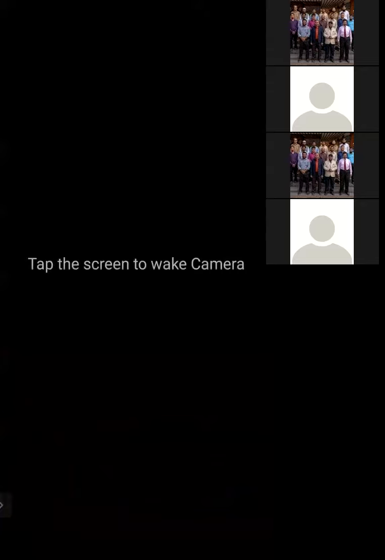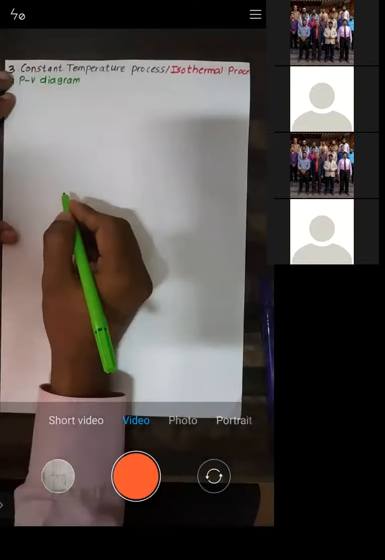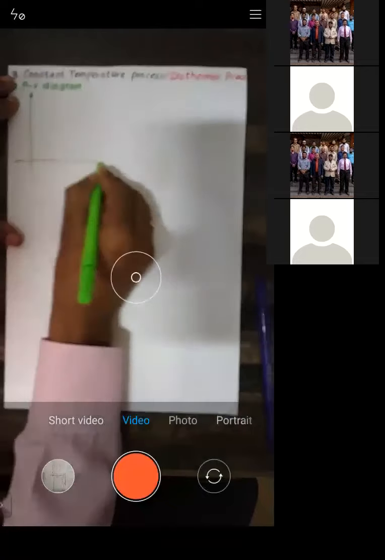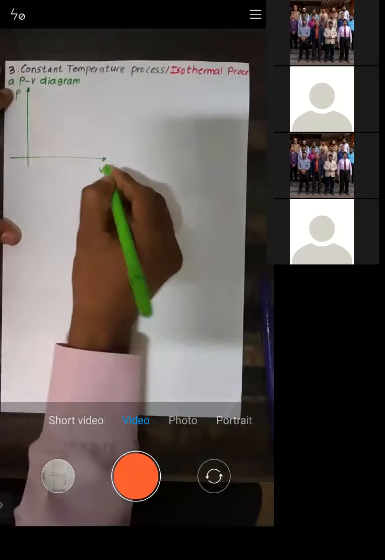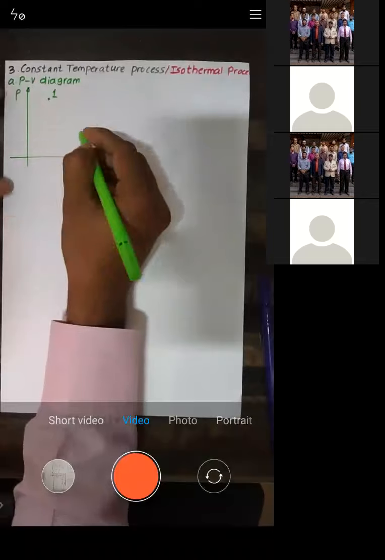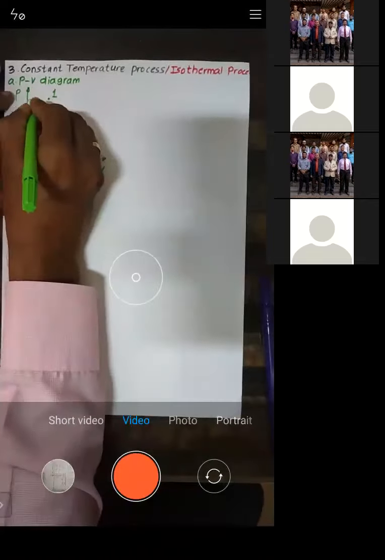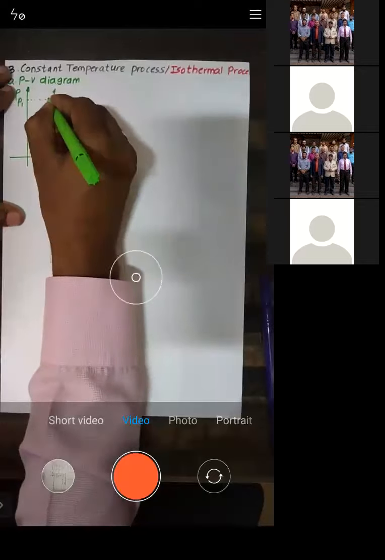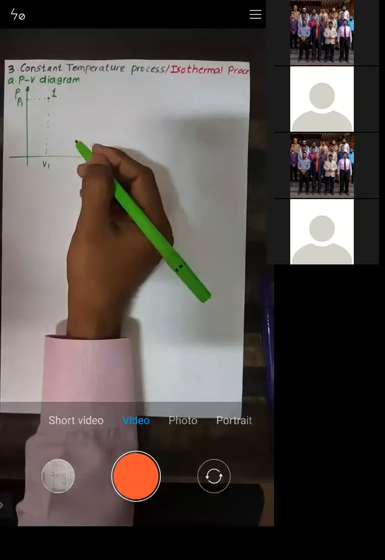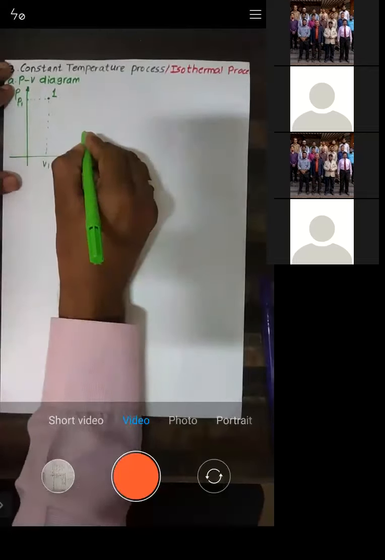Okay, let's first start with the PV diagram for the process. I will just draw it. I will indicate this as the pressure line and this as the volume line. Let's consider this as the initial point 1, where I have the pressure as P1 and the volume as V1. So let's say from point number 1, I need to reach point number 2 here.